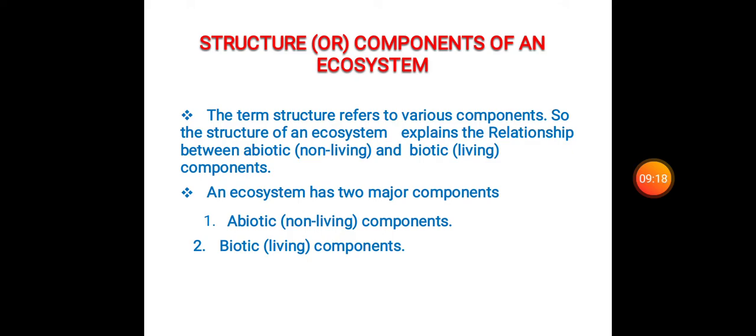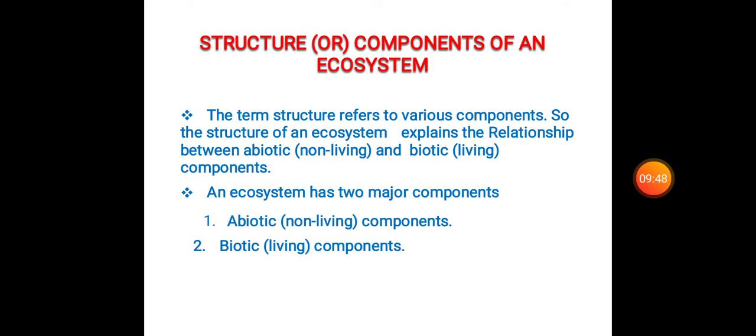Next, structure and component of an ecosystem. It is one of the important questions, an 8 mark question: structure and component of the ecosystem. The relationship between the biotic and abiotic organisms can be explained in the structure and components of an ecosystem. The main components are the abiotic and biotic components. So the relationship between the biotic and abiotic is called the ecosystem.